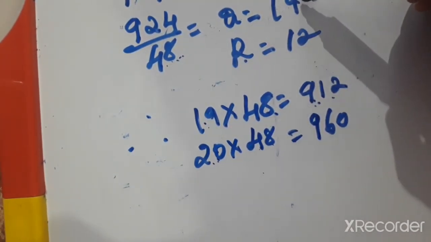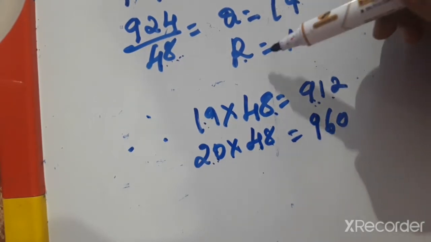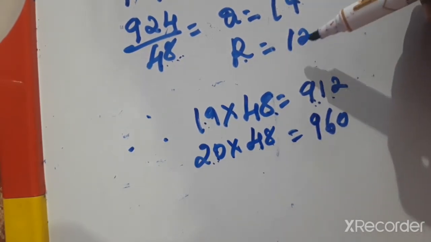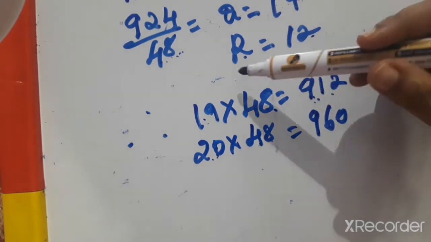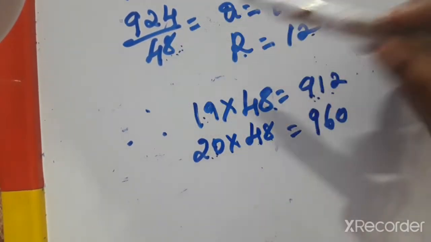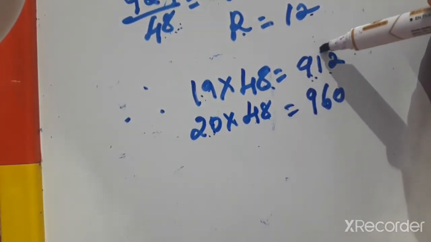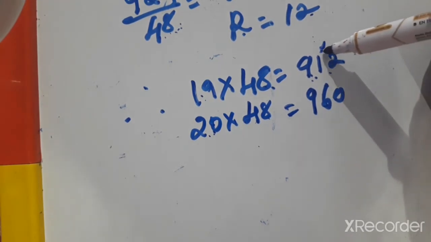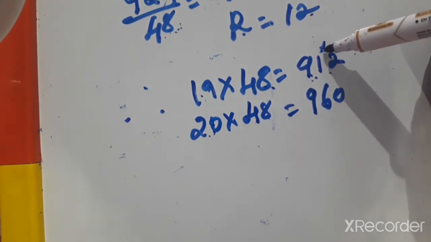The quotient we got is 19 and the remainder is 12. Now, 19 into the divisor: what is the exact multiple of 48? That is 912, which is exactly divisible by 48, meaning the remainder here is 0.